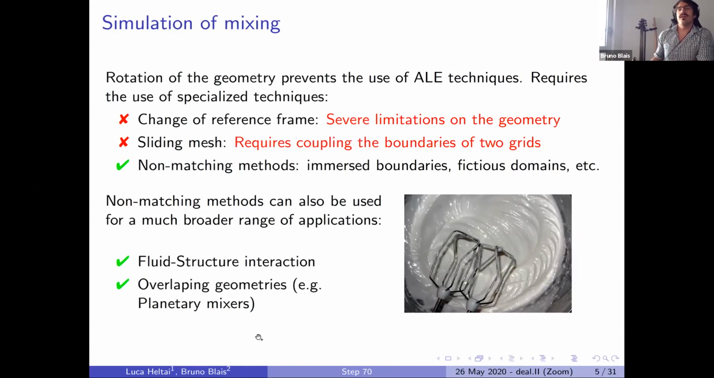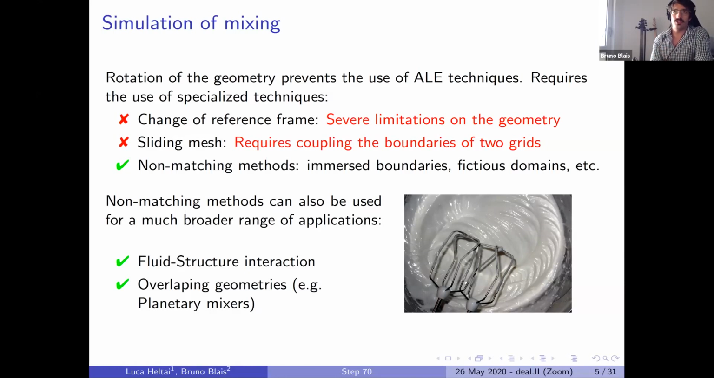The reason why it is so difficult to simulate is that the rotation of the geometry prevents the use of arbitrary Lagrangian Eulerian techniques. So you need to have specific techniques to take into account the rotating impeller. Some of these are a change of reference frame. This means that you're simulating in a Lagrangian rotating frame instead of in the laboratory frame, but this imposes severe limitations on the geometry.